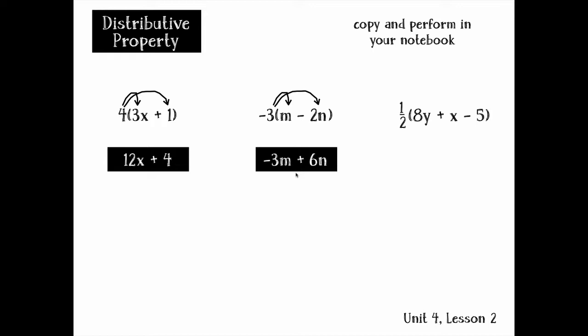Okay, the last one. This has 3 terms, and it also has a fraction. So what we're going to do is take half of each of these things. Now pay really close attention to this, because the fractions are where things kind of get a little dicey. Half of 8 is 4. That's easy. So that gives me 4y.